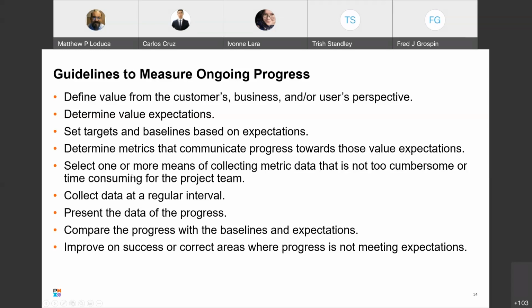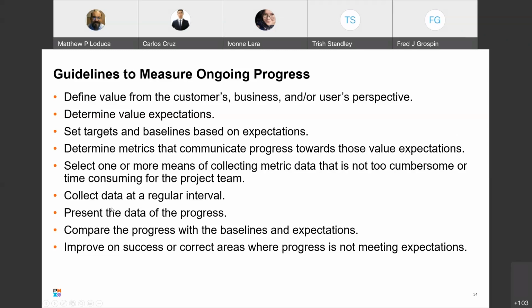Select one or more means of collecting metric data that is not too cumbersome or time-consuming for the project team. And that's the problem with features, it's hard to collect metric data on that. Well, this feature allows them to do all this other stuff. This feature is a really tiny feature. How do you reconcile those? Hey, we delivered this. This one feature has a lot of stuff for you, and this one feature is not really a lot of stuff. So that takes time to figure those kinds of things out.